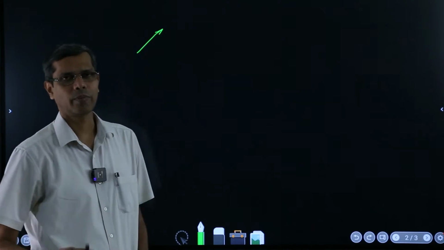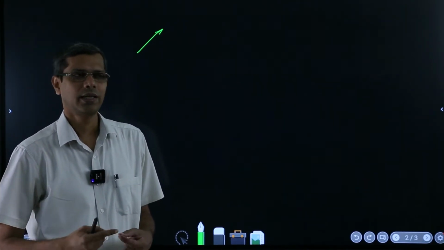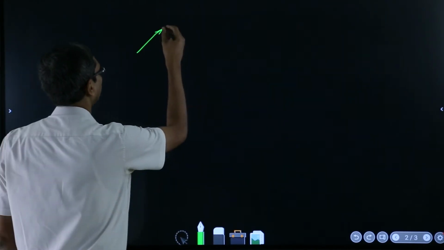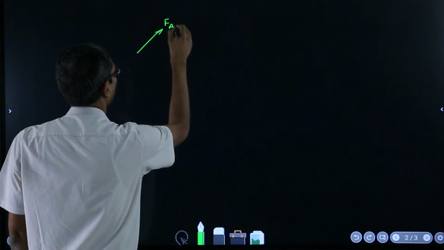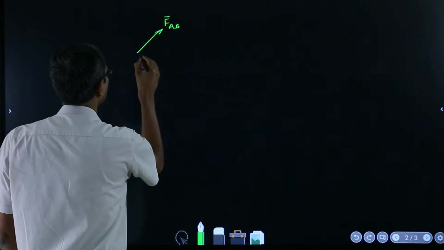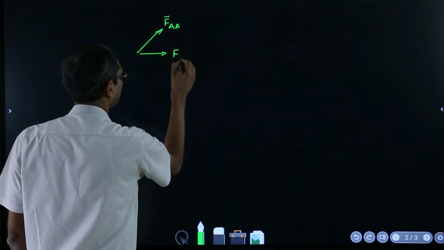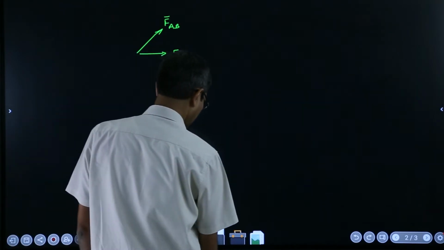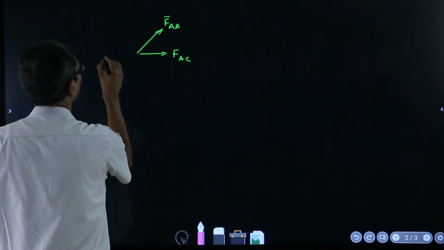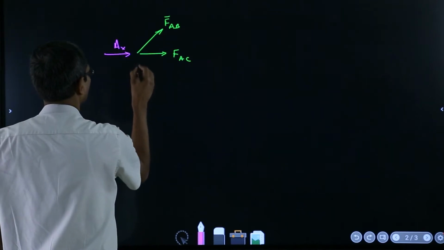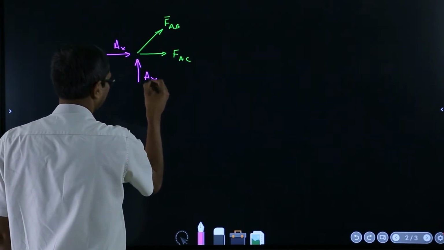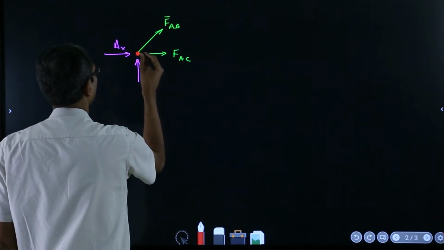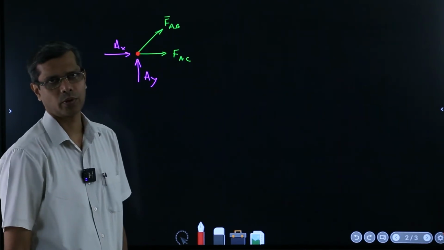At the end, the numerical value which you will get will tell you whether your initial assumption was right or wrong. So let's assume that this was, say, FAB and it was a tensile force. Similarly, this is say FAC, which was also a tensile force, and then we had this as a force AX and this as a force AY. And let me draw even the joint here. So this is the joint A which we are talking about, okay?